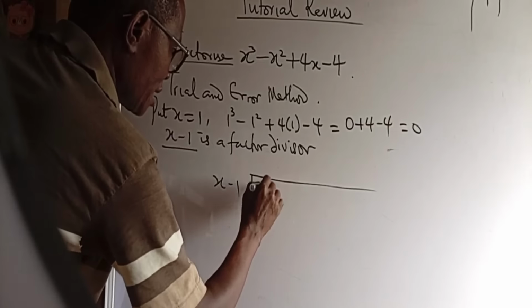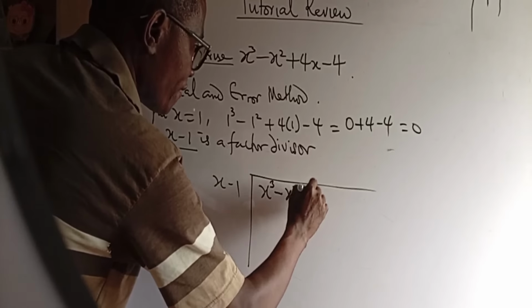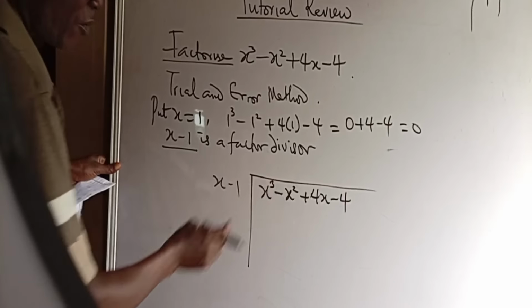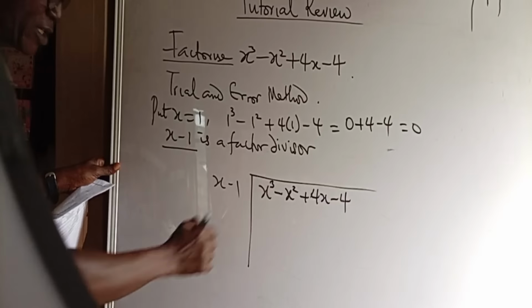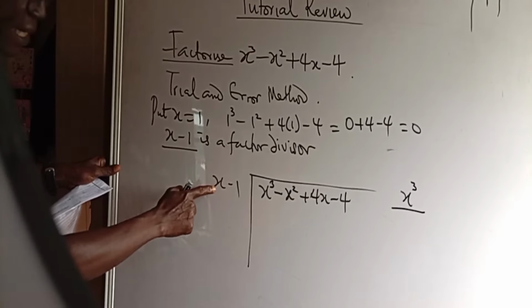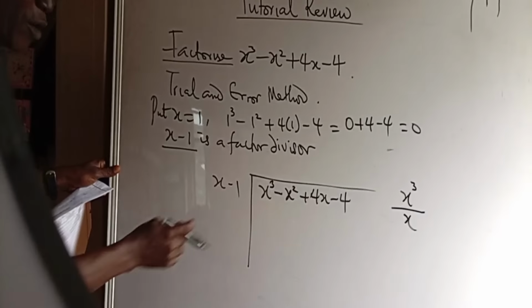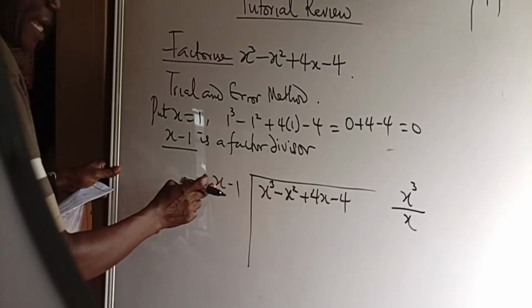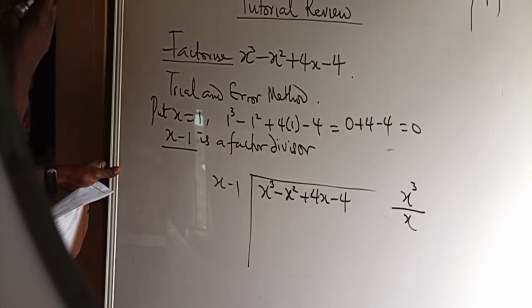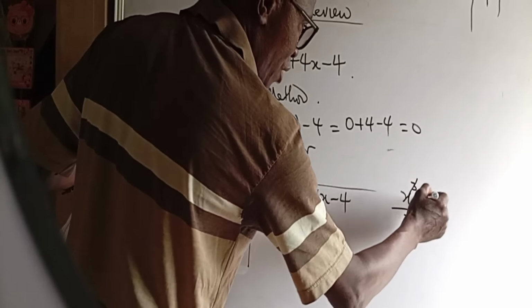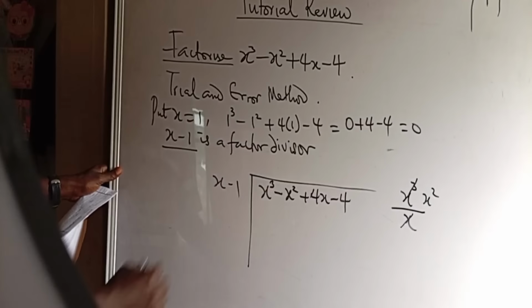The expression itself is x cubed minus x squared plus 4x minus 4. Now, how do we divide? Let's pick the highest degree of x, which comes from the first term. So we pick x cubed over x. Always target the highest degree of x from our polynomial and the highest degree of x from our factor divisor. Now divide x cubed by x, you have x squared. I hope you understand.